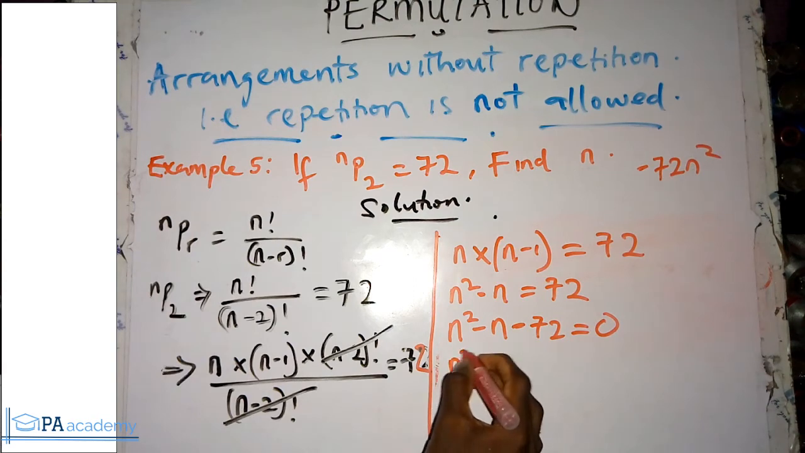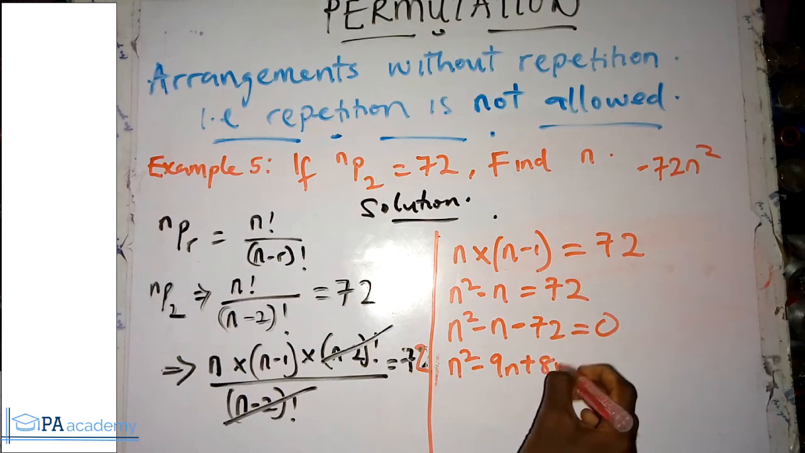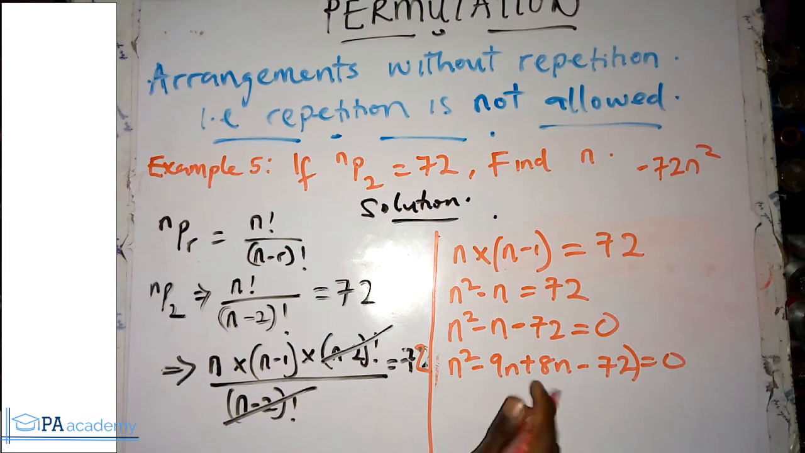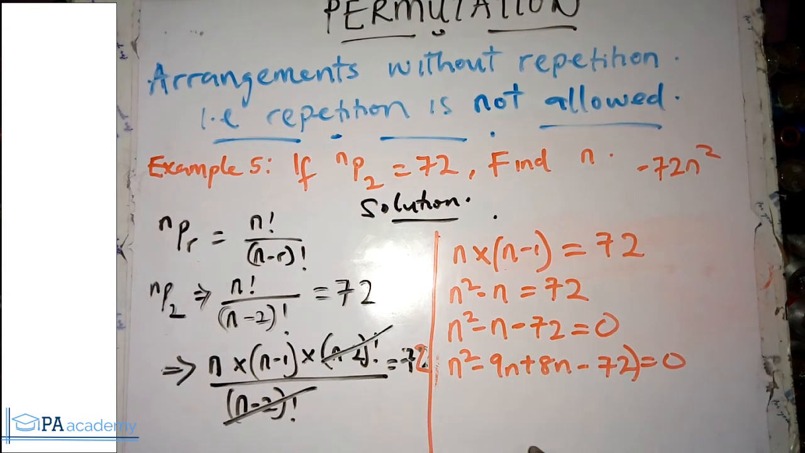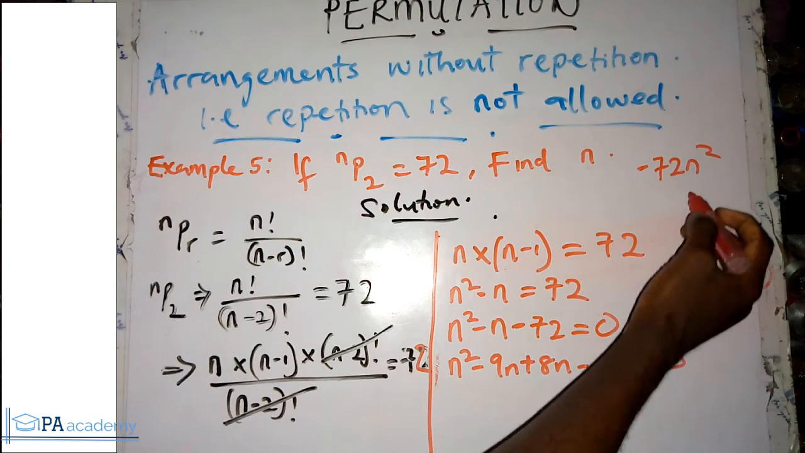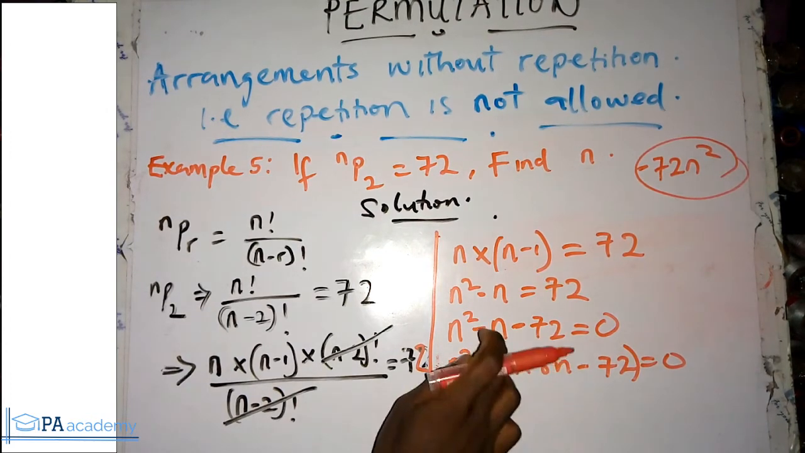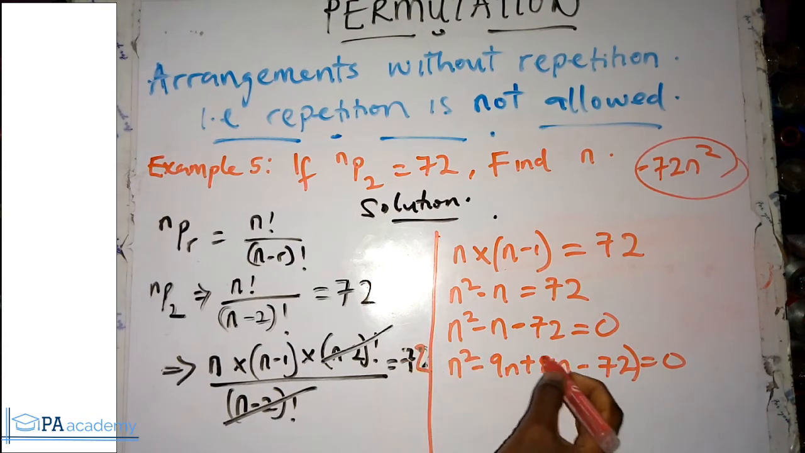So that will be n squared minus 9n plus 8n minus 72 is equal to 0. The values minus 9n plus 8n give us minus n, and if you multiply minus 9n by 8n, it gives us minus 72n squared. So we substitute those values in place of minus n. So that's how we arrive at this. So let's factorize.